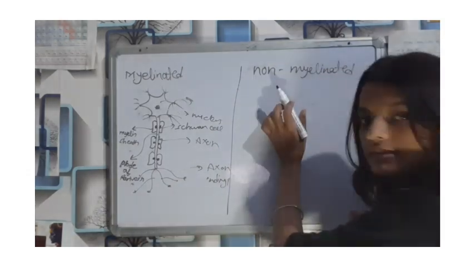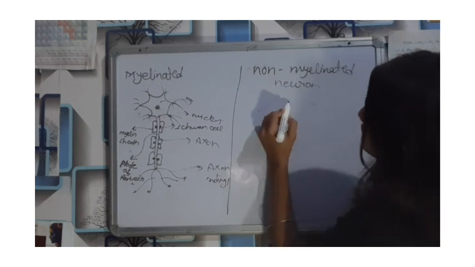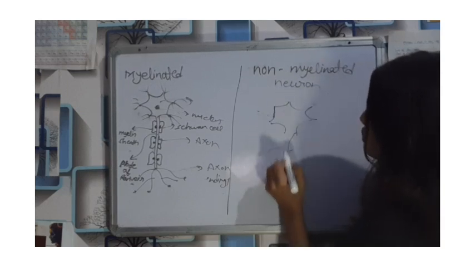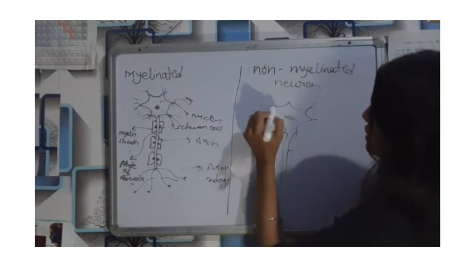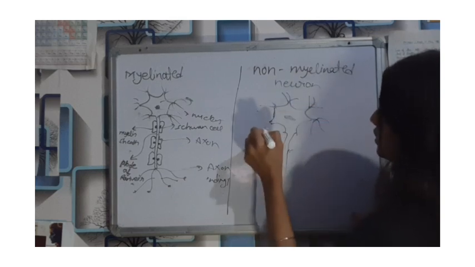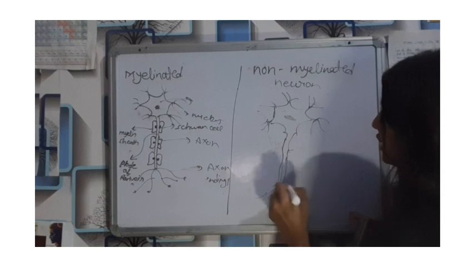Now, the non-myelinated neuron. It's a pretty simple structure. We just have to draw a neuron: nucleus, dendrites, this axon and axon endings.